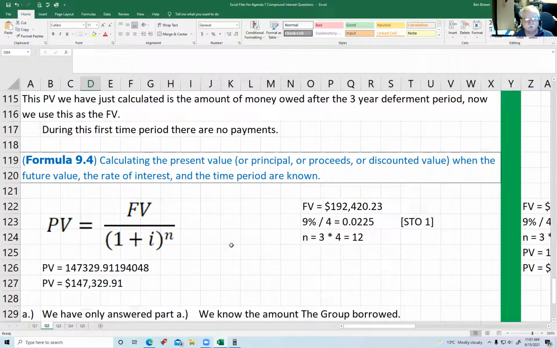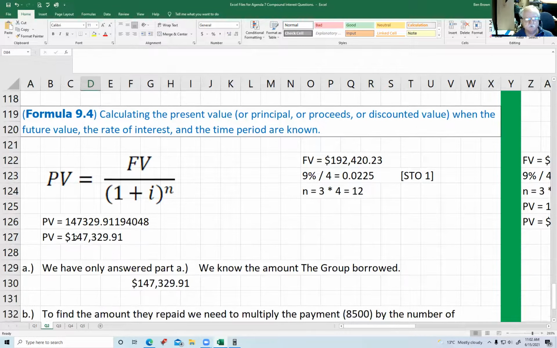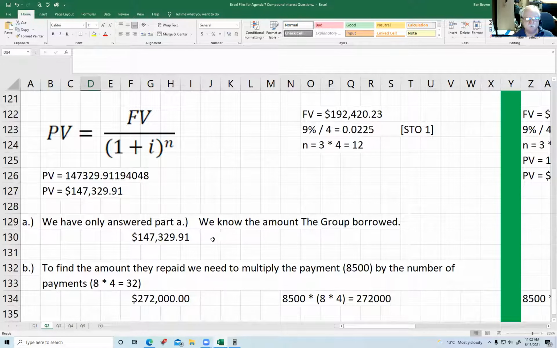And the second calculation is not an annuity. It's just finding the present value of a sum of money at a certain rate of interest for a certain amount of time, but it's not an annuity because there's no payments involved. But if you plug in the correct information into this formula, this is what you should get. So we've done all that work and we've only answered part A. We know the amount the group borrowed.